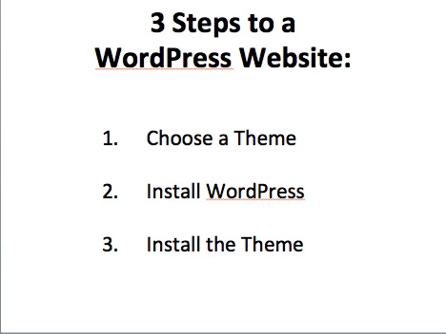So now we're going to run you through these 3 steps to easily create your own website with WordPress. Step number 1, you choose that theme, one that's good for you, one that fits into what you want to do. Step 2 is to install WordPress itself, and then the last step is to install the theme that you have chosen.